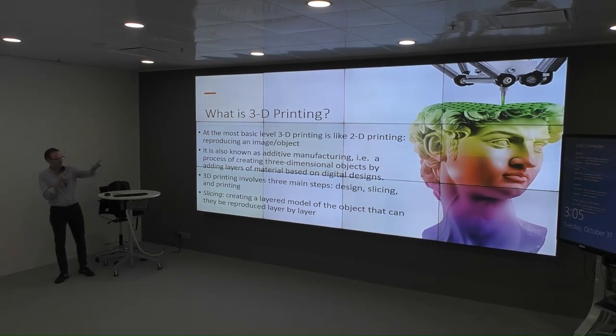Okay, if you look at the image on the screen, you'll see the head of a rather famous statue being created layer by layer. This, of course, requires a three-stage process for conceptualizing it: design, slicing, and printing. With the slicing, the creation of these layers and a sort of blueprint for their shape is what differentiates 2D printing from 3D printing.